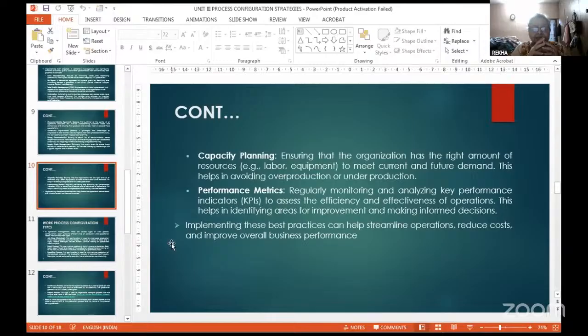Implementing these best practices can help streamline operations, reduce cost and improve overall business. If you keep an eye on all these things, then you can expect a very good result in whatever you are producing, whether you're doing some service or whether you're producing some good.